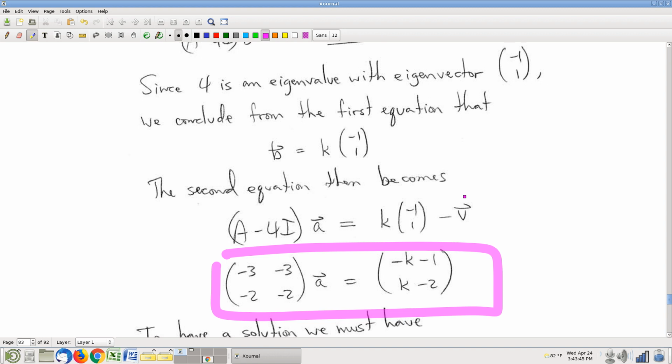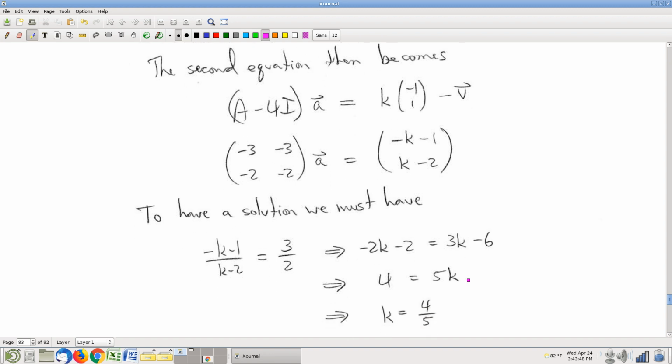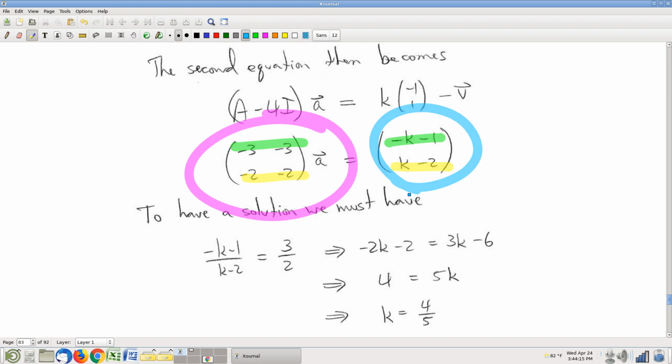Has some nice advantages. No row reduction in particular. Let's look at the left-hand side here. Notice that the left-hand side has the feature that the top row and the bottom row are in a 3-to-2 proportion. When you multiply this matrix by A, the result will be in a 3-to-2 proportion. So the coordinates of that vector have to be in a 3-to-2 proportion. So that's the observation. No row reduction required.